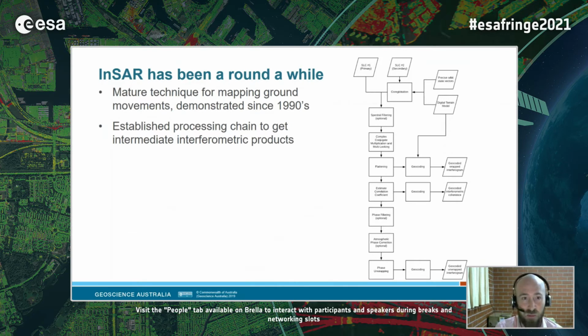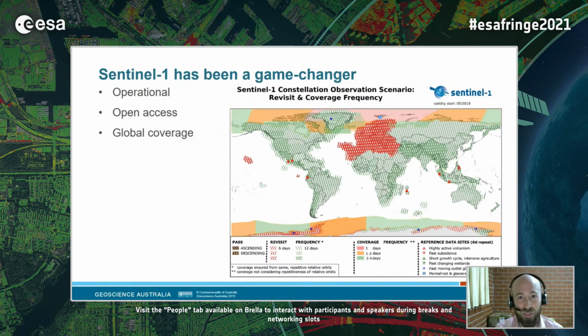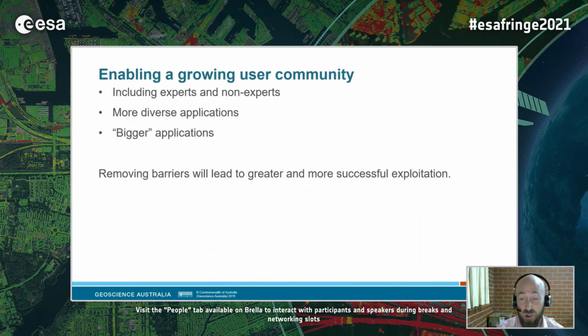And really, Sentinel-1 has been an absolute game changer for INSAR, as we all know. It's an operational mission. We get open access to the data, and there's global coverage. So it's been absolutely fantastic for the applications of INSAR. And this has enabled a growing user community to take advantage of INSAR for ground surface movement mapping. We're not just a community of experts anymore. There's a growing community of non-experts as well.